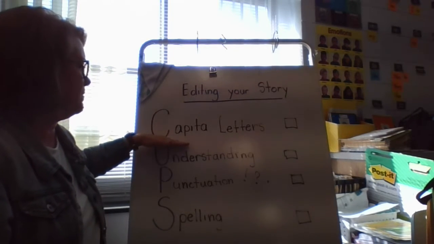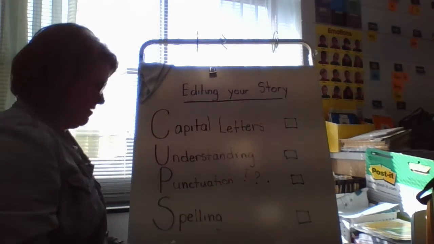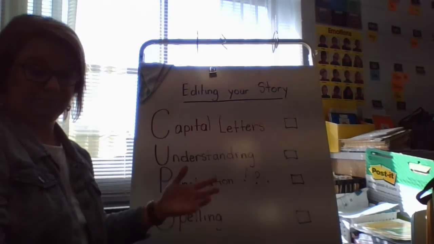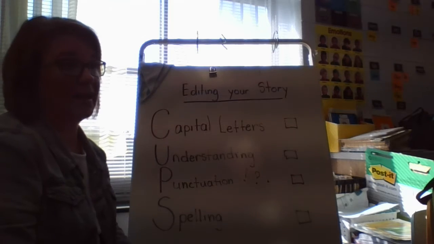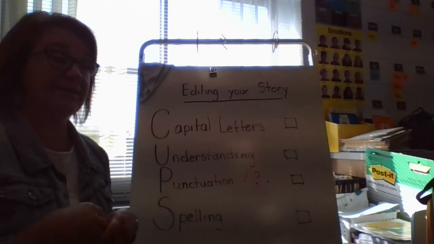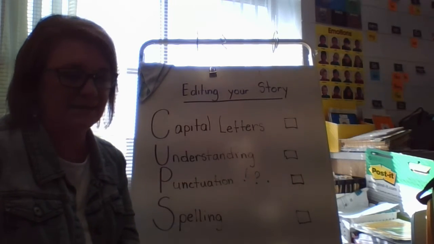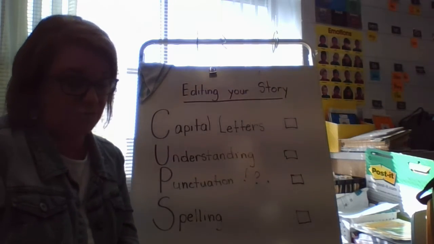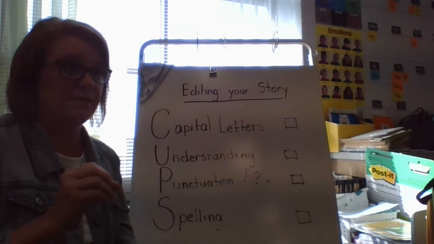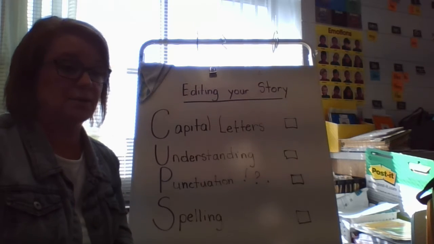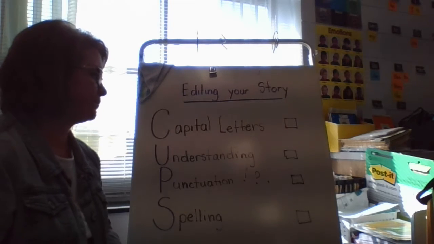So the letter C means I'm going to check my story for capital letters. Let me fix that. There we go. See, I'm editing my board here. So we check for capital letters. And we know that right now, we need to make sure a capital letter is in the beginning of each sentence. So when you did your seesaw activity yesterday, when you were fixing sentences, I noticed that many of you changed the very first letter in the sentences to a capital letter, because capital letters look different than lowercase letters.